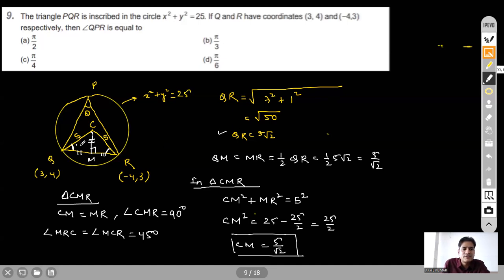And if these two triangles are 45 and 45, this angle will be 90 degrees. That is, angle QCR is equal to 90 degrees. Now, if you see, the chord QR subtends an angle of 90 degrees at the center. Hence, the angle subtended by this chord at the circumference will be half.